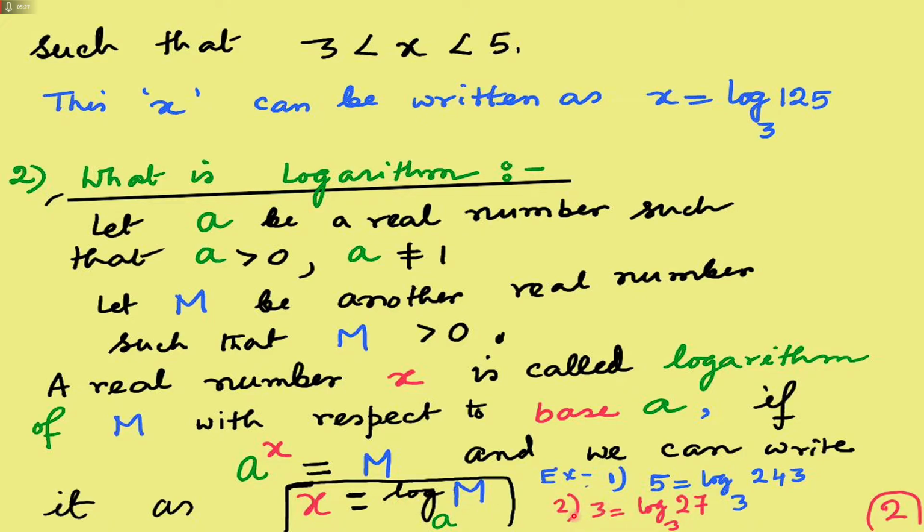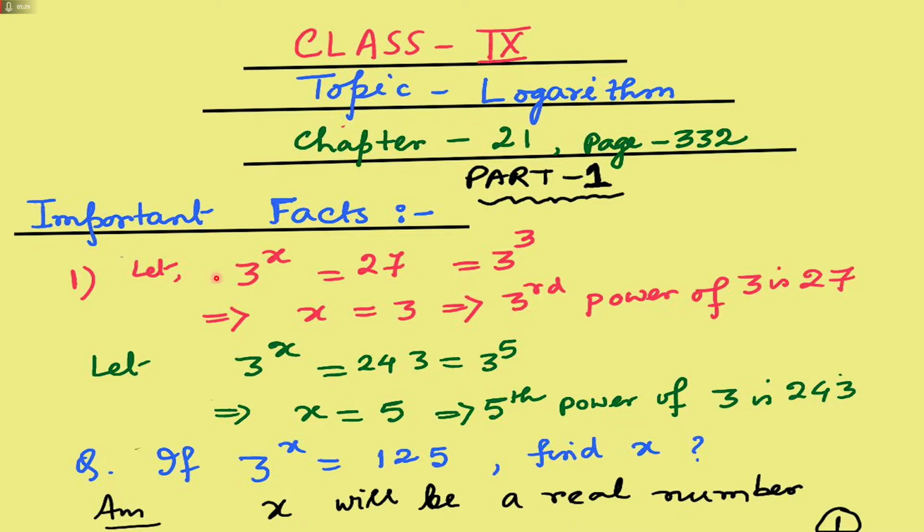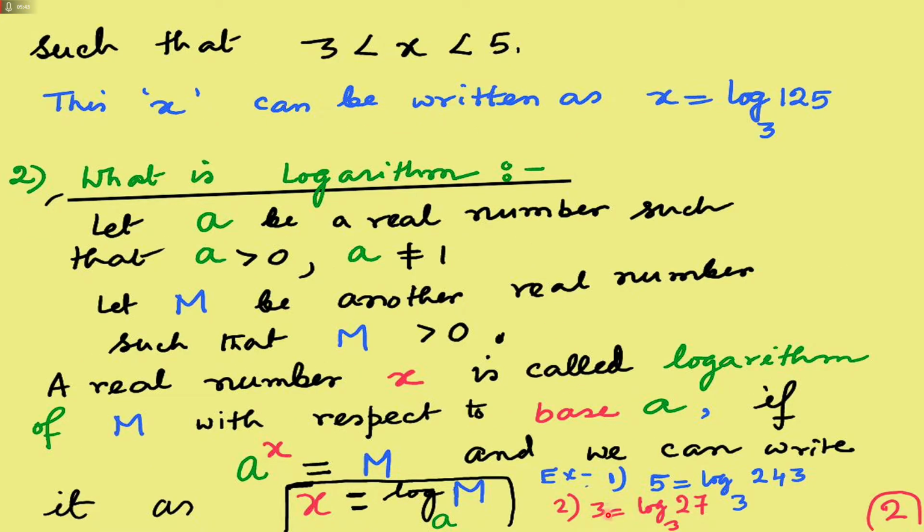Now if you take this example, 3 to the power x equal to 27, that means 3 cube is 27. So you can also write log of 27 with base 3 is nothing but this 3. So here I also write this 3 equal to log 27 base 3.